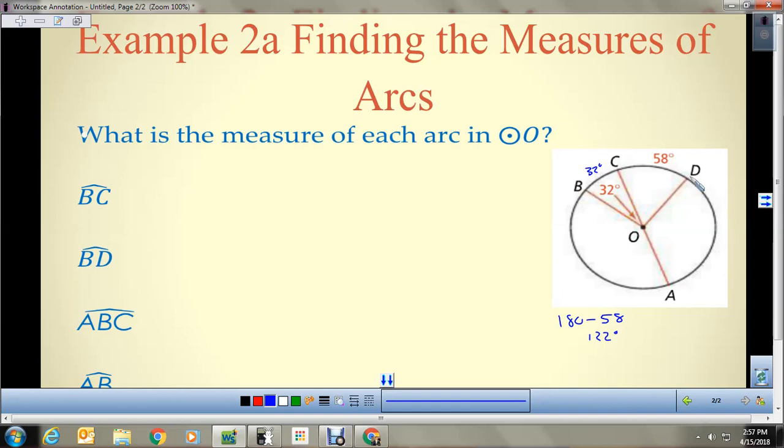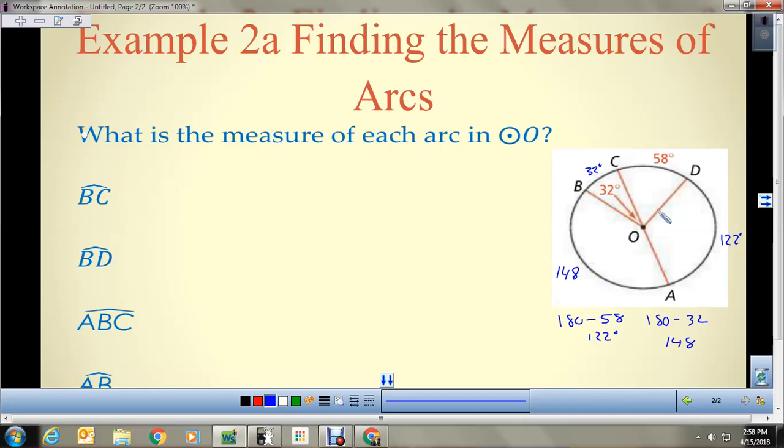So that means the arc from here to here, which is arc DA, is 122 degrees. So now the only arc we have to fill in is arc AB. And because this is the diameter, this means this side is also 180. So it's going to be 180 minus 32. So we take 180 minus 32, and that's going to give us 148. So this arc has 148 degrees.